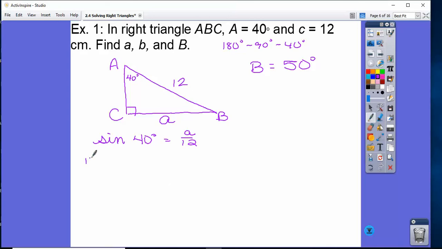Multiply by 12. When you do that, it does not touch the angle. It's just out in front. So it's just 12 times the sine of 40 degrees. Now, that is what you put in your calculator. Make sure it's in degree mode. So 12 sine of 40.